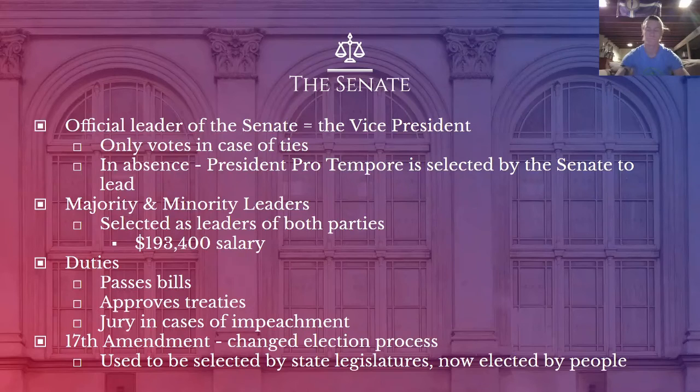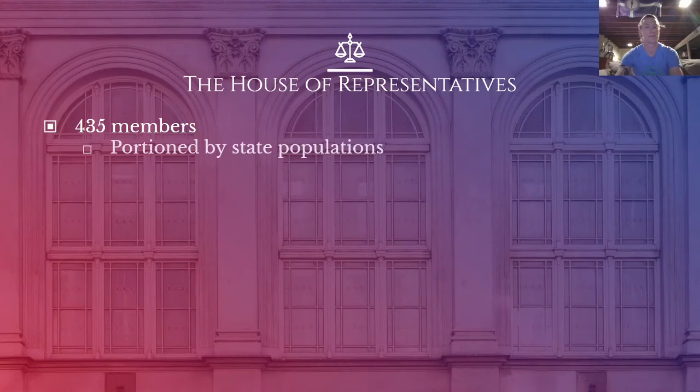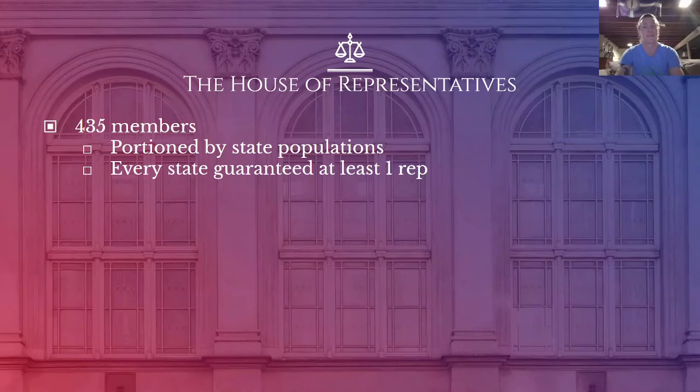All right. House of Representatives, 435 members. And they are apportioned by state populations. This is the Virginia plan right here. All right. So this is the other side of it, the other side of the coin. Every state is guaranteed at least one rep. And Illinois currently has 18 reps. However, with the upcoming census, there's a possibility that Illinois could increase or decrease in representatives.